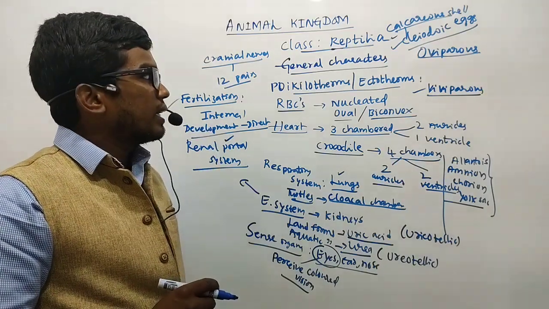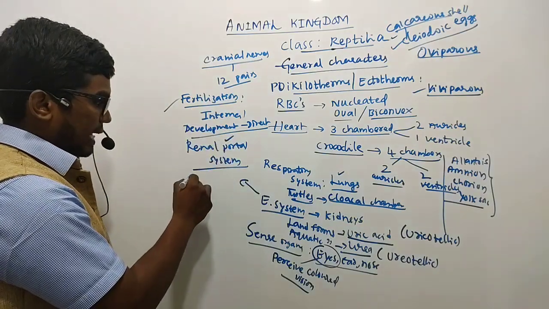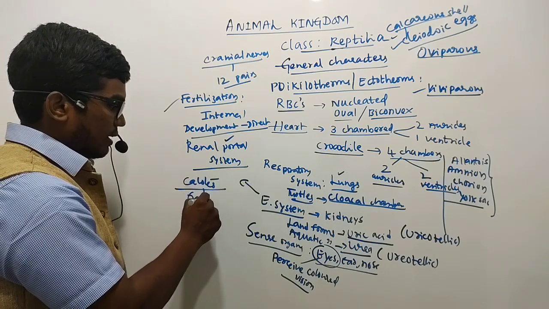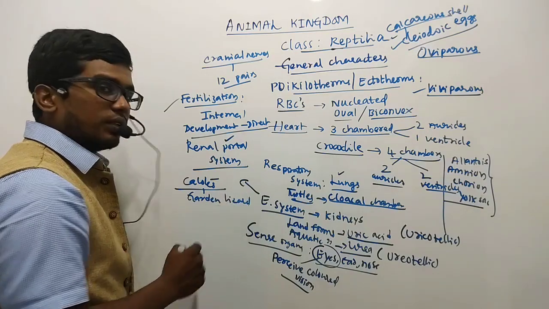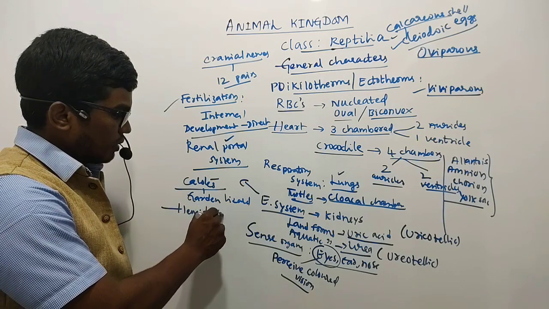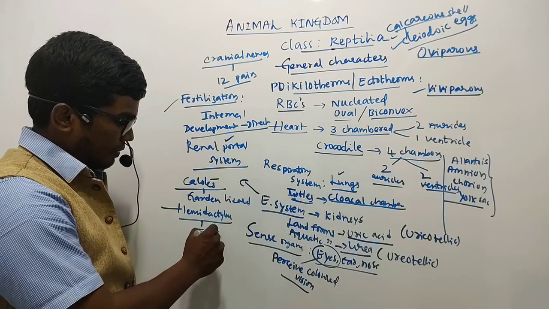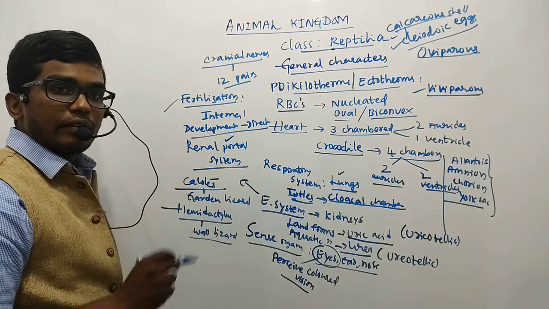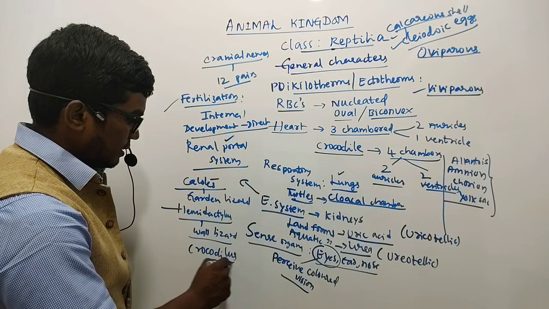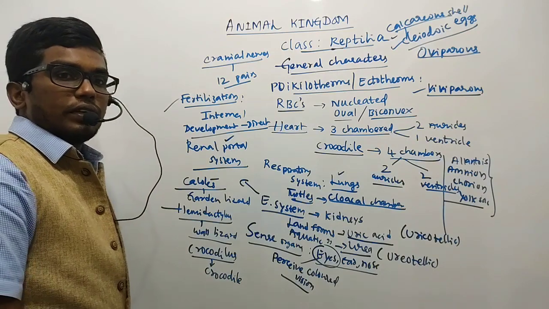Furthermore, dear friends, let me tell you the examples for the same. We have Calotes, which is generally called the garden lizard, a reptile. Hemidactylus is called the wall lizard, which we see in our home. Generally everyone might have definitely seen Crocodilus, which is in fact the crocodile. To go with this, we also have Naja.